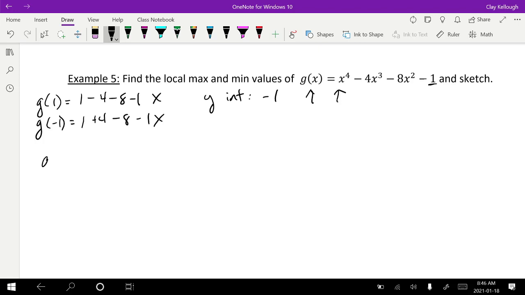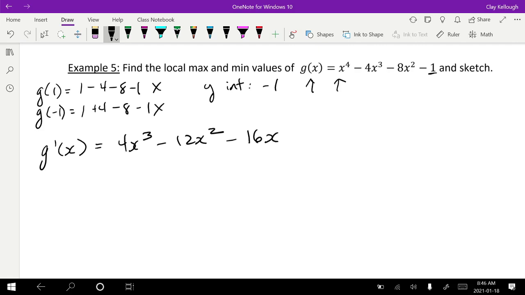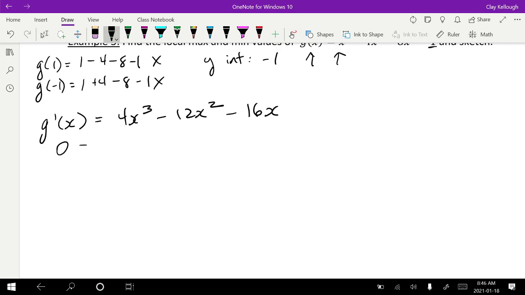So let's find the critical values. G prime of x is 4x cubed minus 12x squared minus 16x plus 0. Okay, with me so far? All right. Critical values happen when I set this derivative to 0. So setting this to 0 and making a mistake. Oops. Setting this to 0. All right, what would I do with this mess?